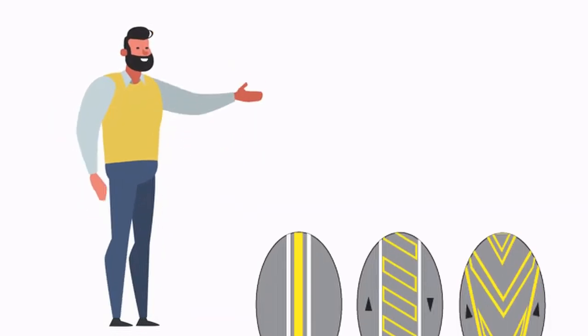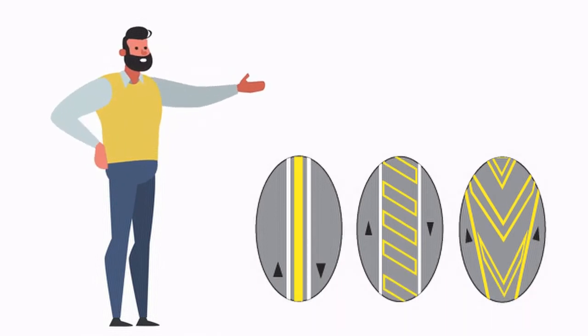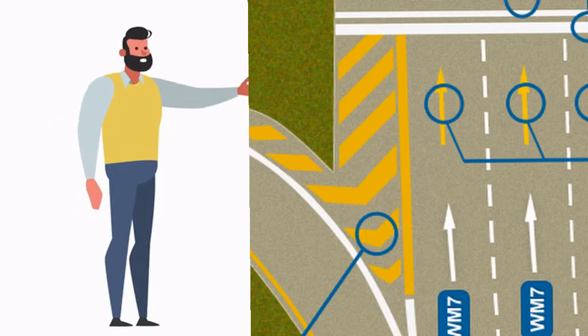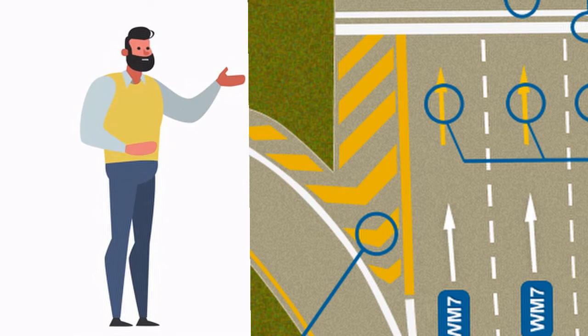This is the painted island. The purpose of the painted island is to prohibit drivers from driving in this area. Drive in such a way that you do not stop, park or drive over the island, unless on the orders of a traffic or police officer, to avoid a collision or in an emergency.